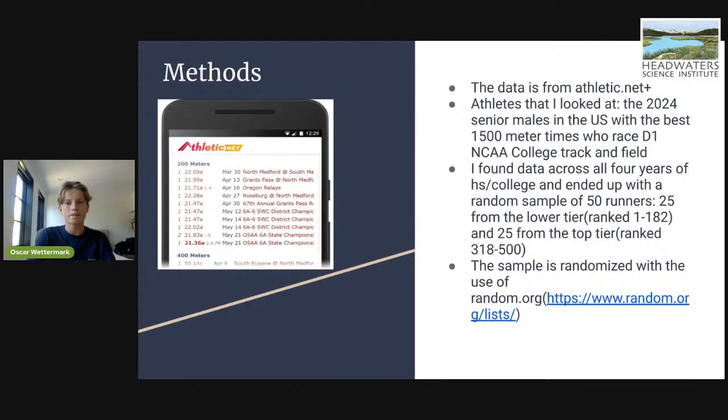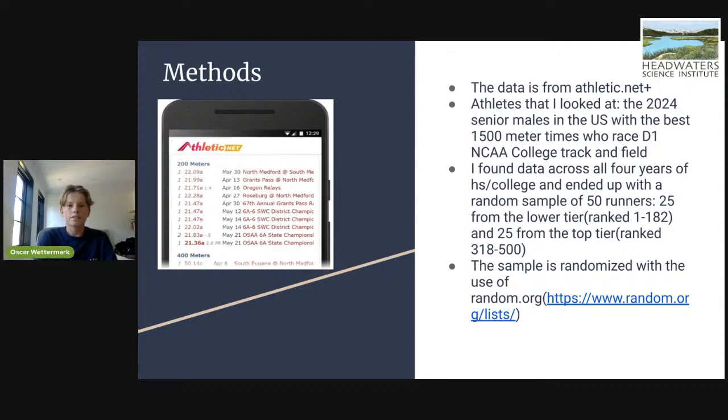Okay, now on to the methods. The data that I collected for this project is from the athletic.net plus website, which is a subscription on athletic.net. Basically, athletic.net covers almost all of the US runners. There are events, times, results, and multiple different things.